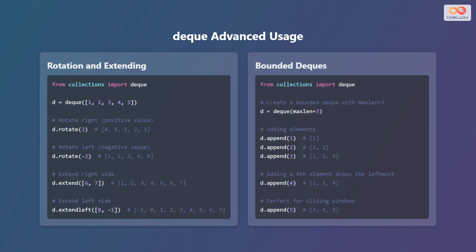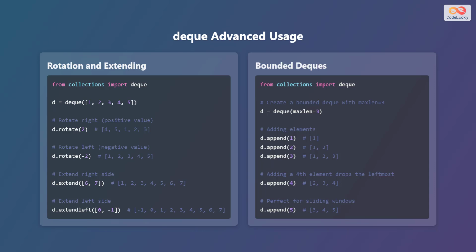To extend the right side, use d.extend([6, 7]). This will add 6 and 7 to the end of the deque, resulting in the deque containing 1, 2, 3, 4, 5, 6, and 7. To extend the left side, use d.extendleft([0, -1]). This will add -1 and 0 to the beginning of the deque, resulting in the deque containing -1, 0, 1, 2, 3, 4, 5, 6, and 7.